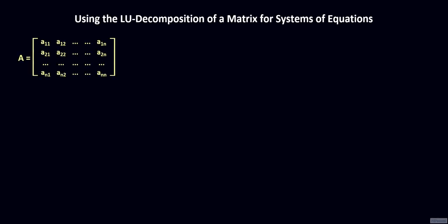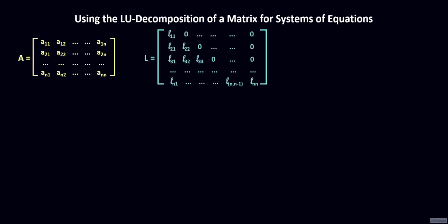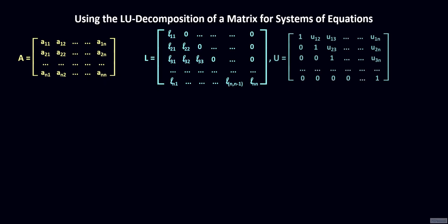In this lecture, we derive formulas for the lower triangular matrix and the upper triangular matrix for the LU decomposition or LU factorization of a square matrix. Let A be an n by n matrix that has an LU decomposition such that A equals the product of a lower triangular matrix L and an upper triangular matrix U that has ones in its main diagonal.